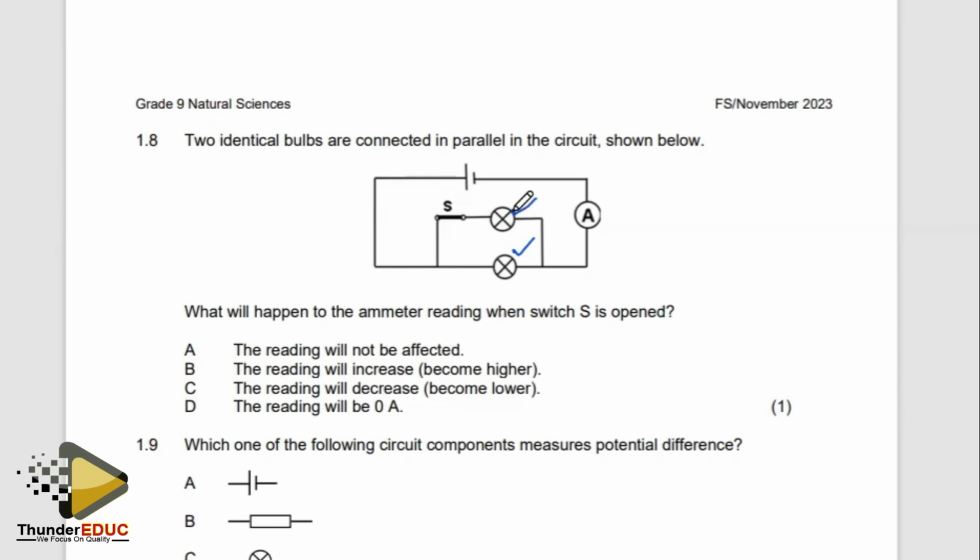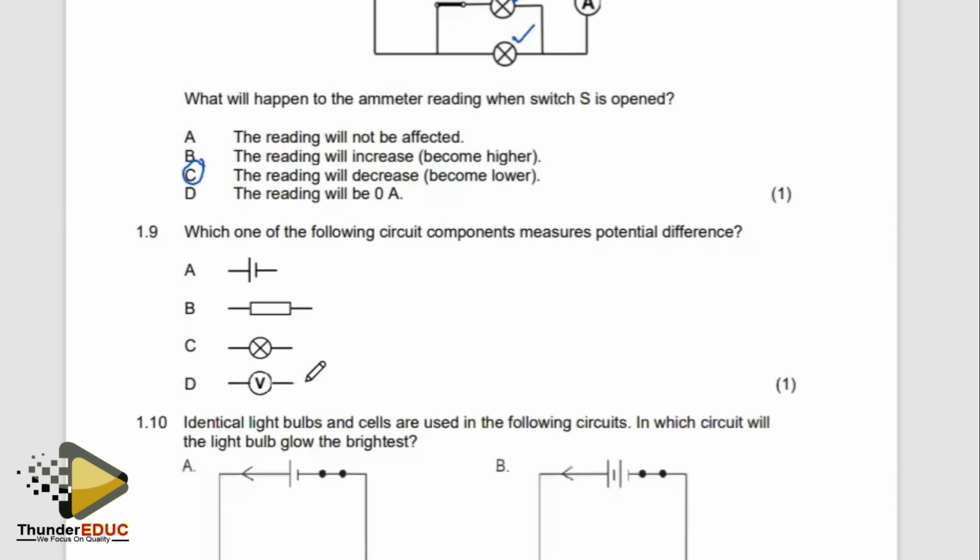So let's go on to our answers. We have, the reading will not be affected. That is wrong. The reading will increase, become higher. B becomes wrong. Then C, the reading will decrease. C becomes our answer. Because resistance becomes high when A is opened, since we only have one bulb left. When resistance becomes high, current is reduced. Therefore, we end up having C as the correct answer there. Let's move on to the next question.